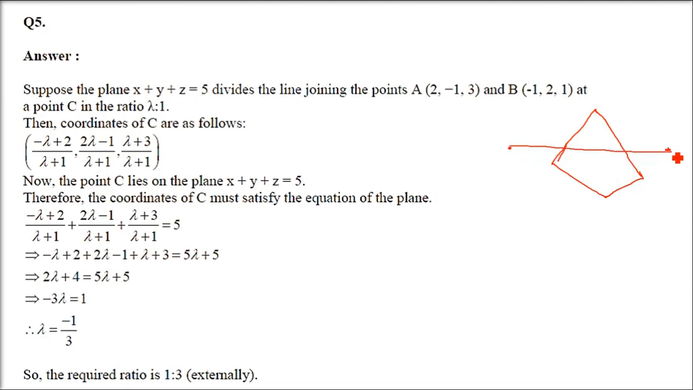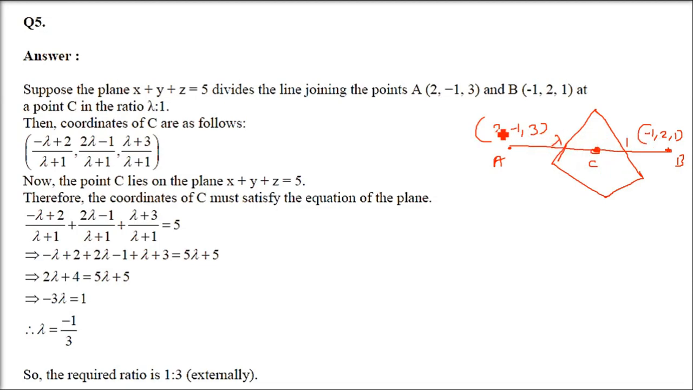So this concept is important, right? So A and B are the points (2, -1, 3) and (-1, 2, 1). Now it is intersecting the plane. This is a point C. Now the equation of the plane is given, remember. So this point C divides AB in the ratio lambda is to 1.